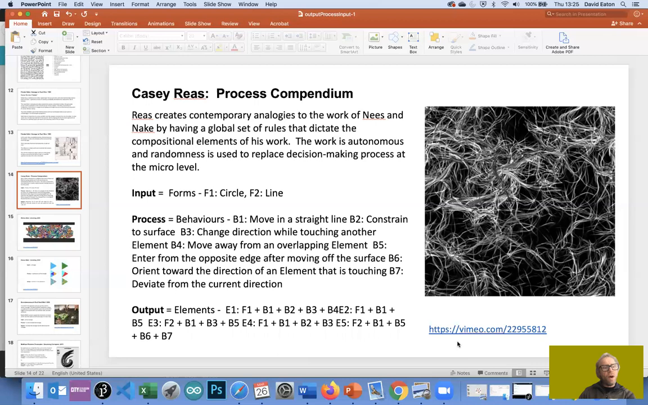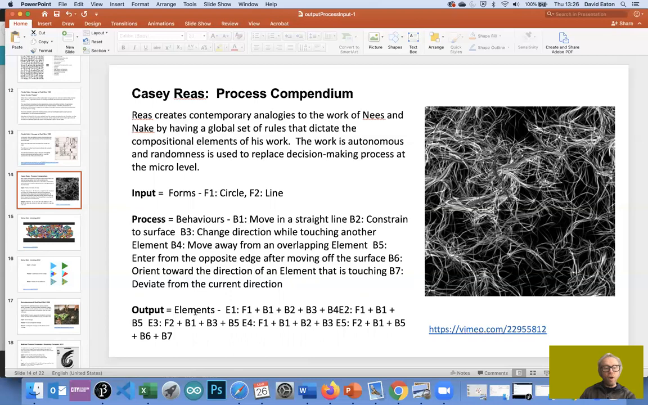Just to say, there are lots of video links in the PowerPoint, which I would normally show you and use when we're looking at these works. So you're just going to have to go back and have a look at these in your own time. But as I say, with Casey Reas's work, he's got forms that he creates, and these forms are circles and lines. When you watch the video, you'll see there is some relationship with these numbers. But they're the forms. And then he has a number of behaviors, okay, that dictate where those forms move and leave these trails across the screen.